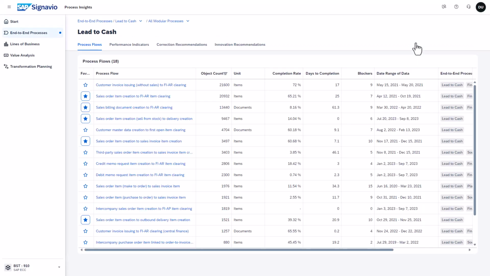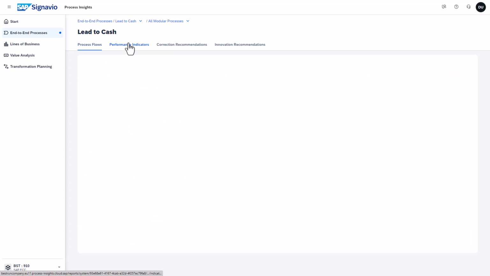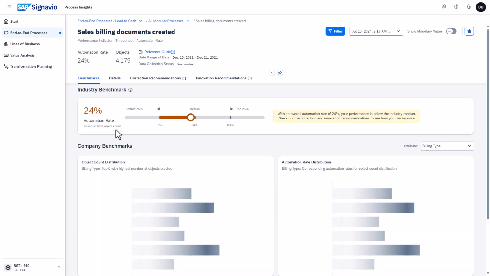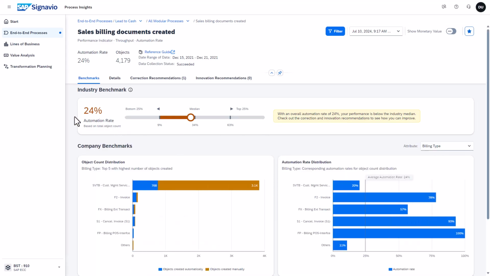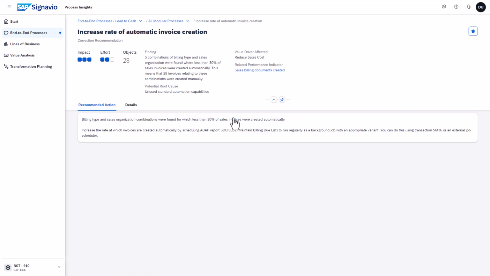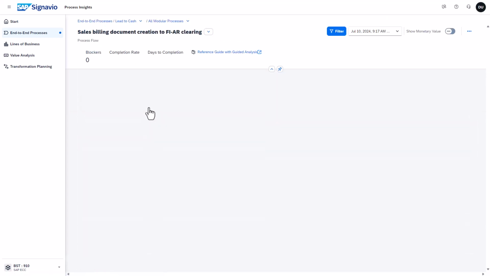How does it work? SAP Signavio Process Insights collects data from your SAP systems and uses them to give you the overview. These data are shown in intuitive dashboards, but you don't only get a picture of the moment. No, you can also continuously monitor and analyze your processes.